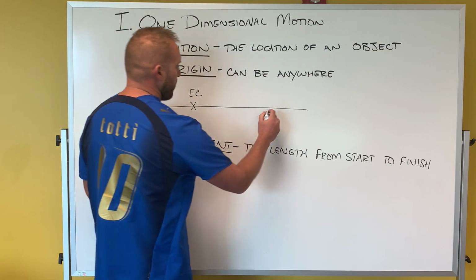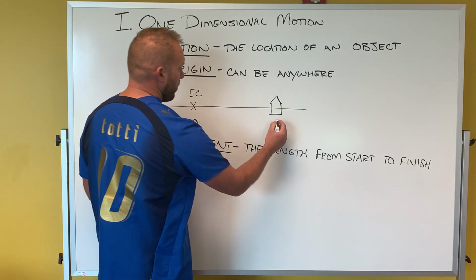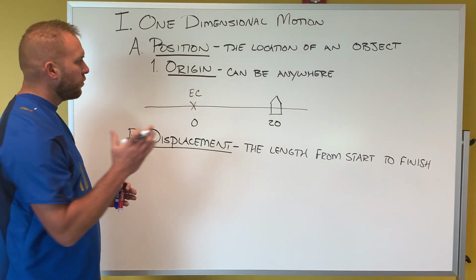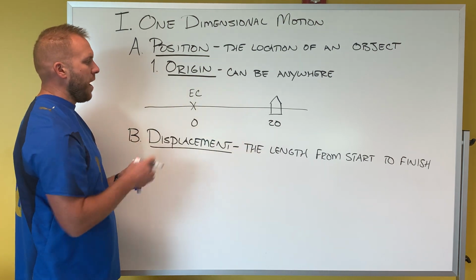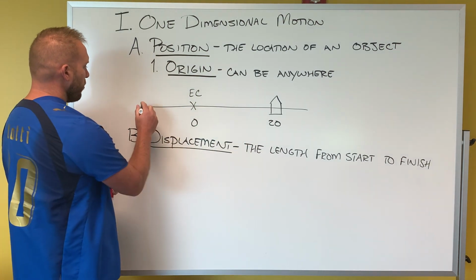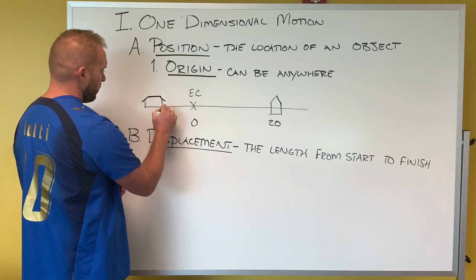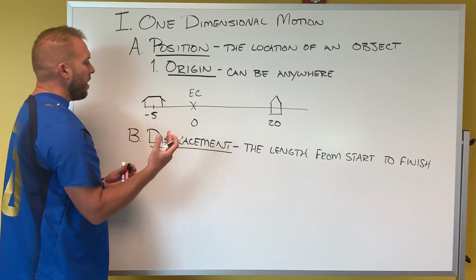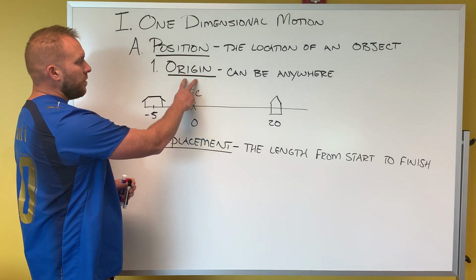Maybe I live over here, here's my house, right? And when I'm there, I'm at a position of 20 miles. I live 20 miles straight away. Again, we're going one-dimensional motion. We're not turning left or right, just forward or backward, right? Maybe the grocery store is over here, and that's at -5 miles. And so those are positions relative to my origin.